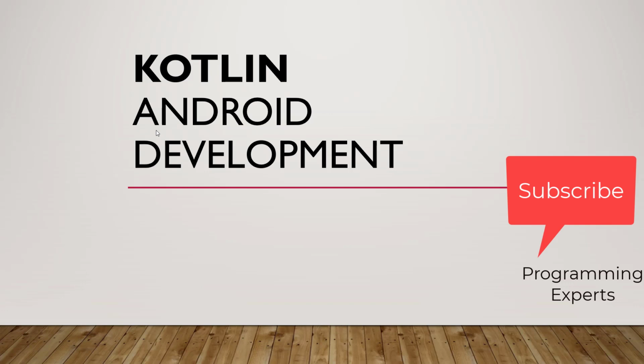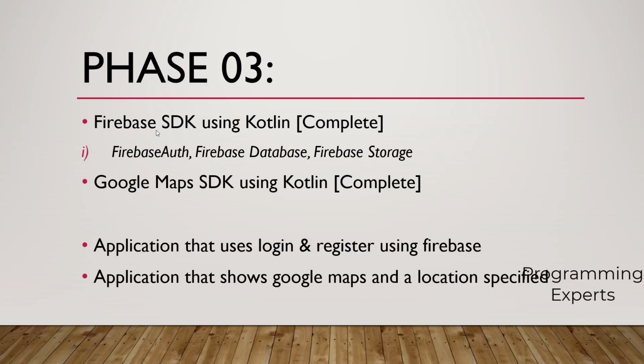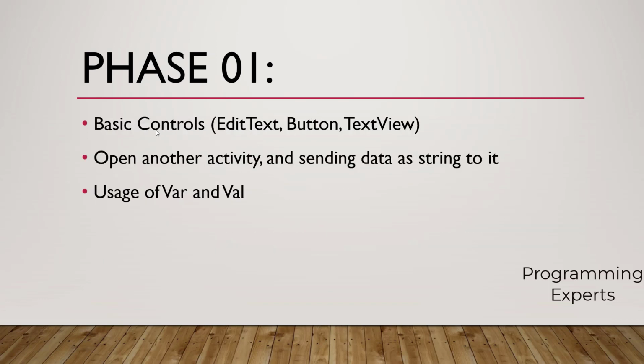So let's get started. Before we move forward, let me show you how we are going to learn the Kotlin language. We will have some phases, and inside every phase we will learn a lot of things. Here I have a presentation and we have 3 phases. First of all, in phase 1, we will learn about basic controls like edit text, button, text views. Then we will learn how we can create other activities, how to open an activity, and how we can send data to that activity.